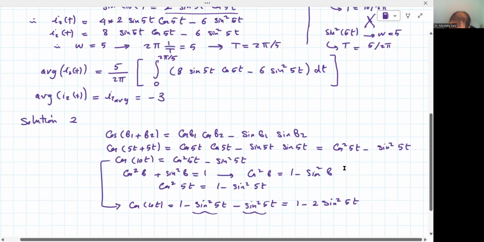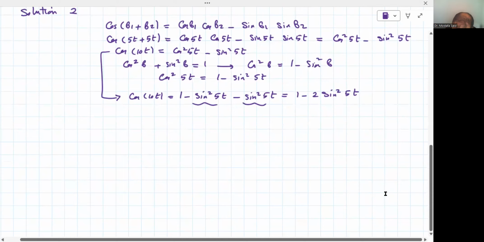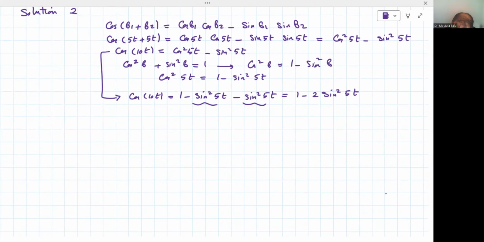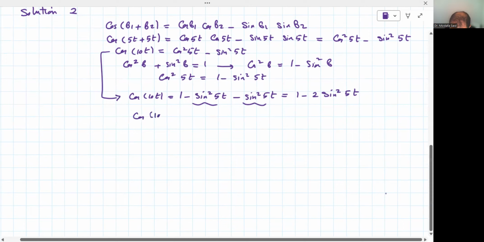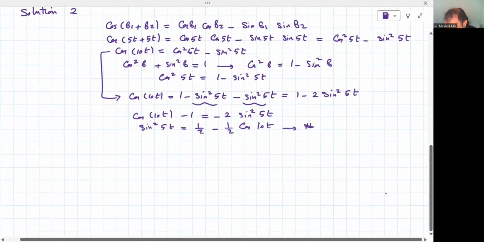So we can say that cosine 10t minus 1 equals minus 2 sine square 5t. Divided by minus 2, sine square 5t is equal to 1/2 minus 1/2 cosine 10t. Okay, that's not the end yet.